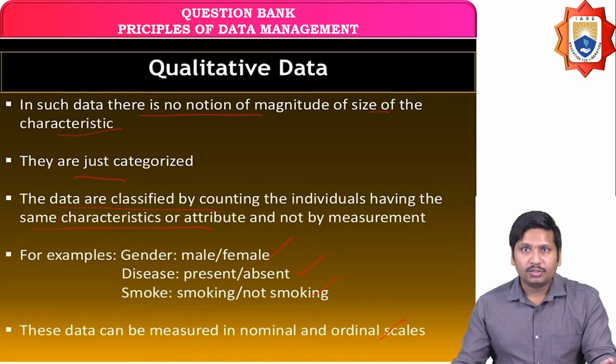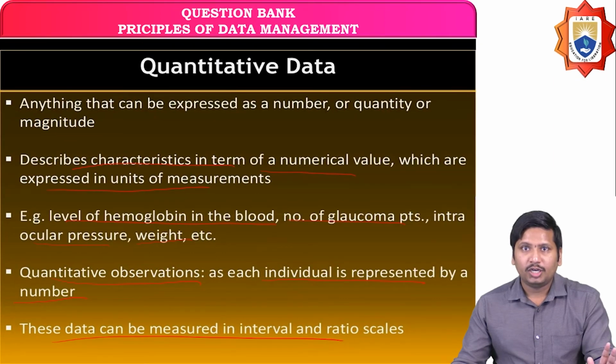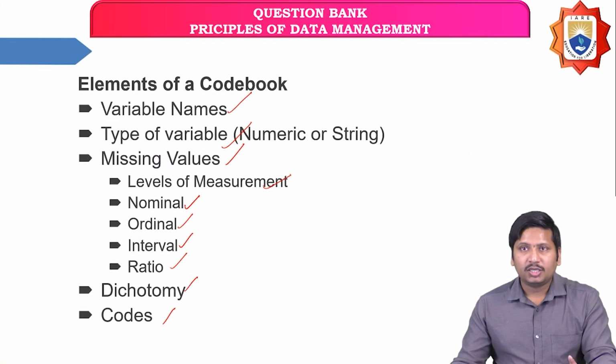So qualitative data is where the notion of the magnitude or size of the characteristic is not considered, and they are just categorized. And quantitative data means we can describe the characteristics in terms of numerical value, for example levels of hemoglobin in the blood and number of lymph nodes, etc. Another question is on the codes of the codebook. What are the various fields of the codebook? What I just cited: variable names, types of variables, missing values, dichotomy, and codes.